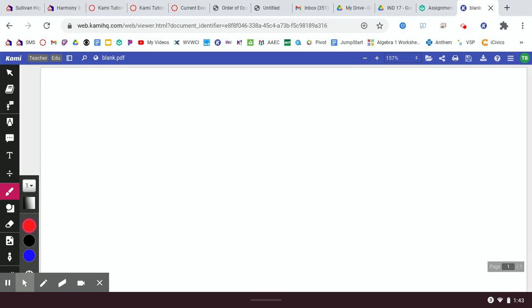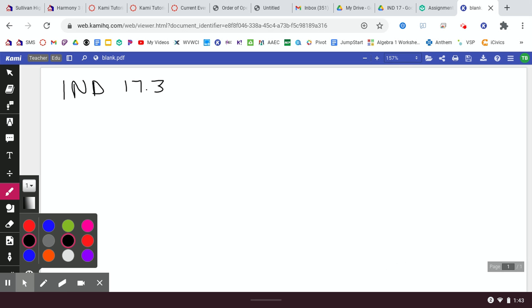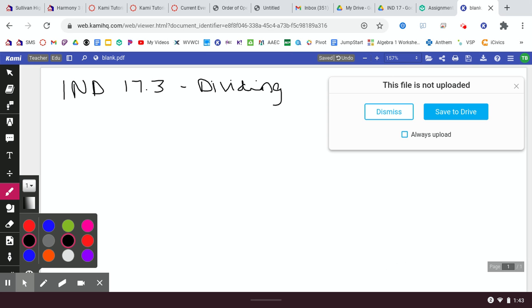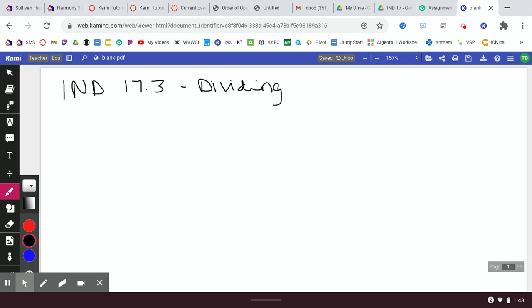Okay, so like I said, today we are doing indicator 17.3, and we are dividing, sorry, terrible handwriting. I have to hover my hand and it just makes it almost impossible. We are dividing monomials. Okay? And if you did the Khan Academies, this was discussed in the Khan Academy video.